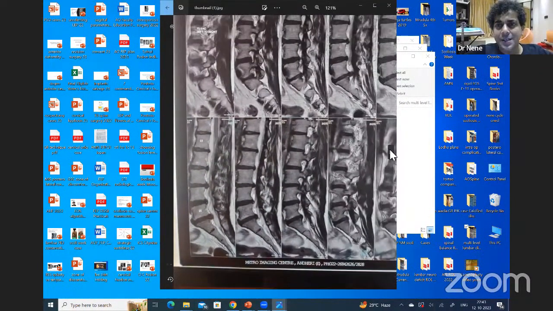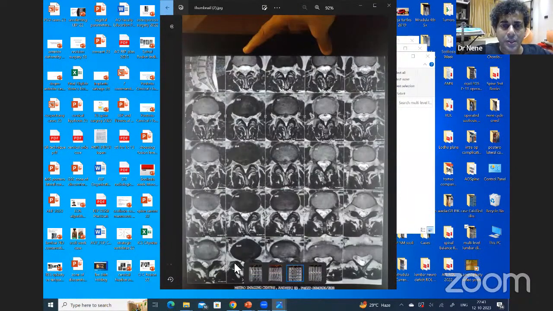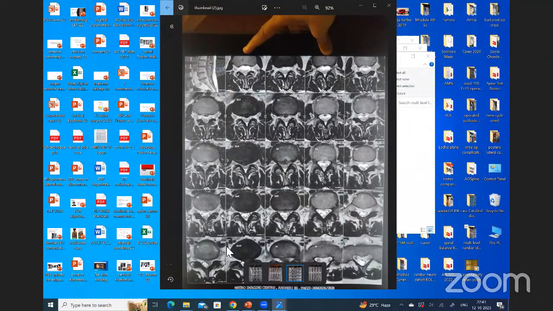Yes. In her case, the pain was corresponding to this disc. It was purely left-sided, below-the-calf kind of radiculopathy. No motor deficit. That we can't make out, sir.